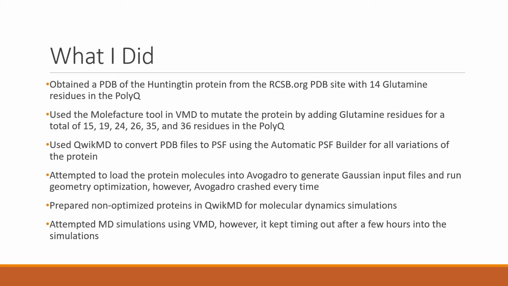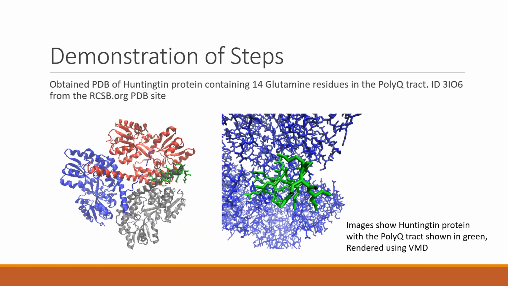variations of the protein, and I attempted to load the protein molecules into Avogadro to generate the Gaussian input files and run geometry optimization. However, every time I tried to do this, Avogadro crashed, and I was unable to run the geometry optimization. But anyway, I still went ahead and prepared the non-optimized proteins in QwikMD for molecular dynamics simulations in VMD, and I attempted to run those simulations in VMD. However, after a few hours of each simulation, it kept timing out before it was complete. So here's a demonstration of the steps that I took.